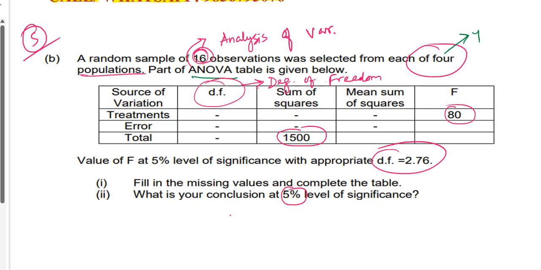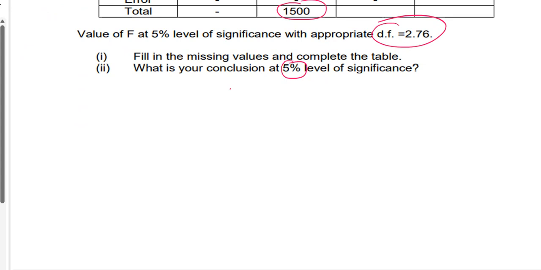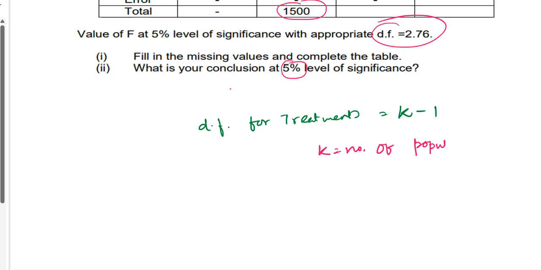So how can I define the degrees of freedom? The degrees of freedom for treatments equals the number of populations minus 1, that is k minus 1, where k is the number of populations. Given k equals 4, so DF for treatment is 4 minus 1, that is 3.